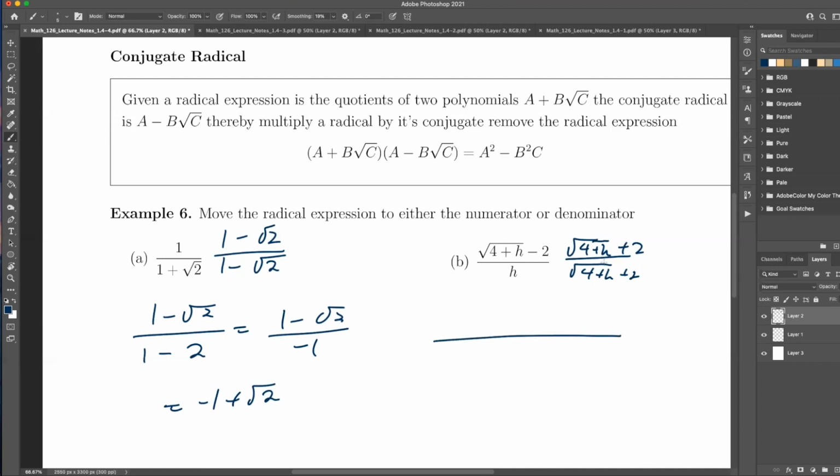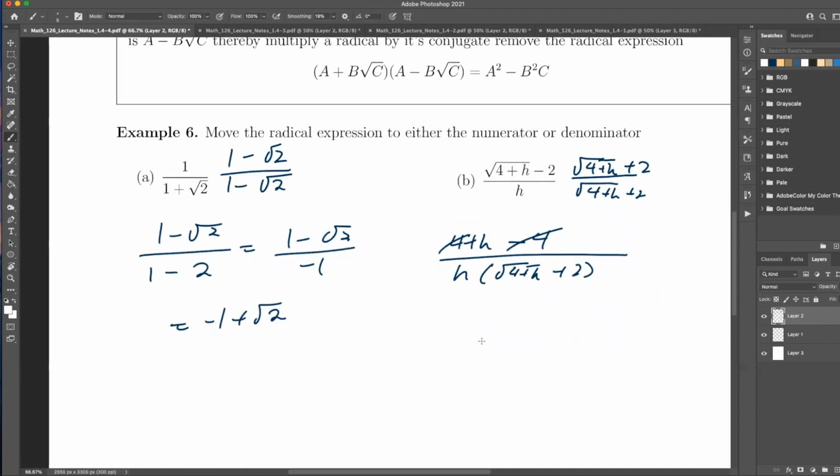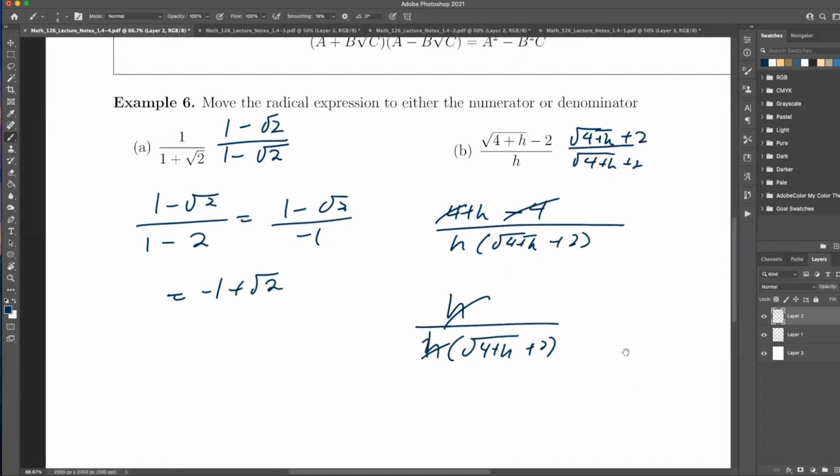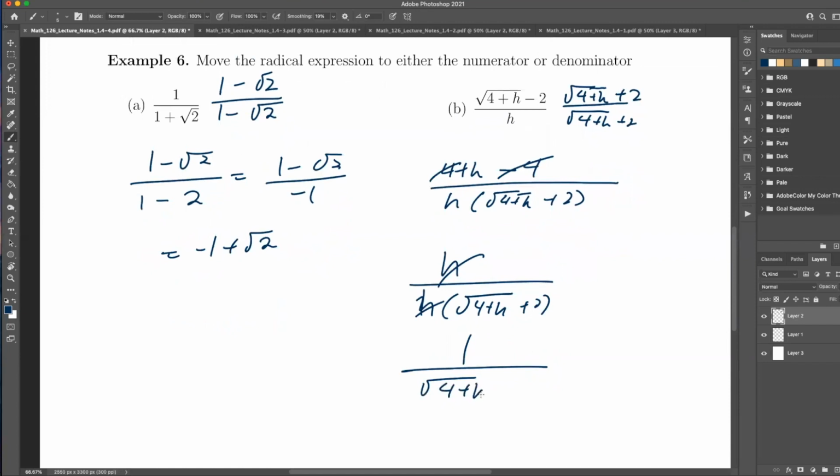Now if I do this, up top I'm going to get the square root of 4 plus h squared, so that just becomes 4 plus h. Here, if I actually did the multiplication, I get negative 2 times the square root of 4 plus h, and then positive 2 times the square root of 4 plus h, which cancels. And then I'm left with the minus 4. And then here I'll have h times the square root of 4 plus h plus 2. The 4's cancel, so I'm just left with h up top. So I have h over h times the square root of 4 plus h plus 2. And here I can cancel out the h's. And then the most simplified form is 1 over the square root of 4 plus h plus 2.